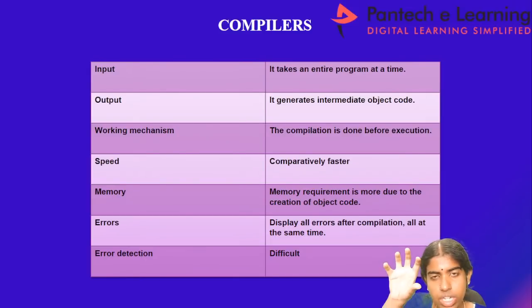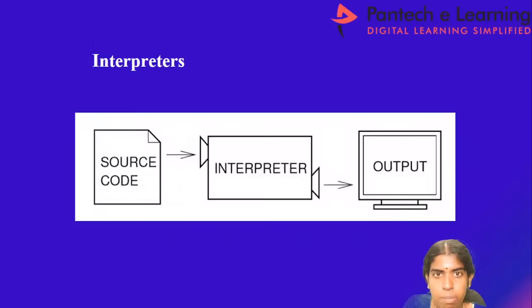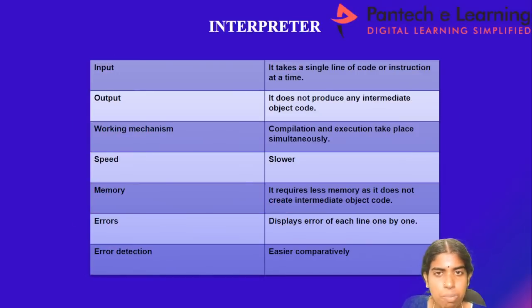So all these are the different units that are present in a compiler. And errors, they display all the errors after compilation. So I am going to compile the entire program and I am going to display all the errors. And error detection is difficult in a compiler when compared to the interpreter.